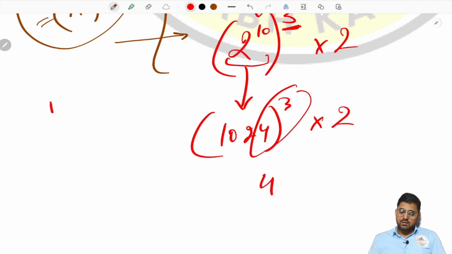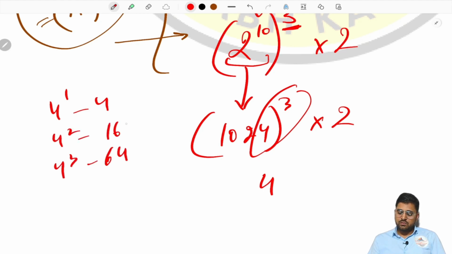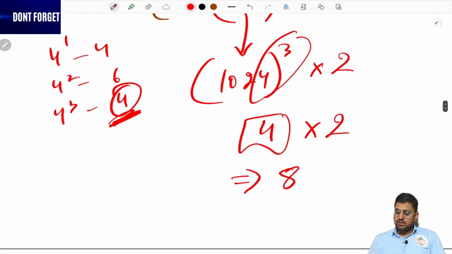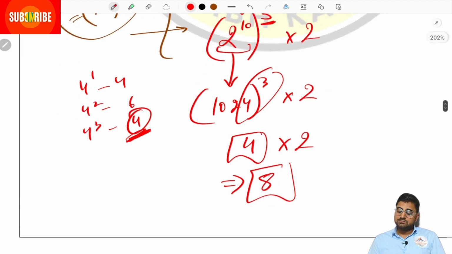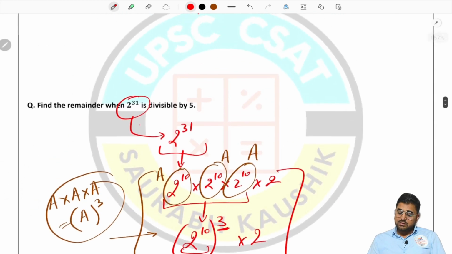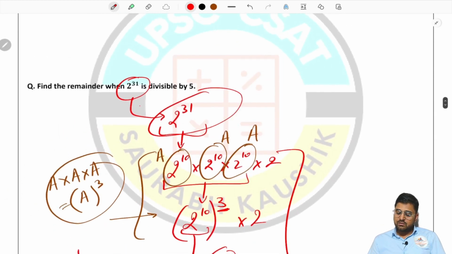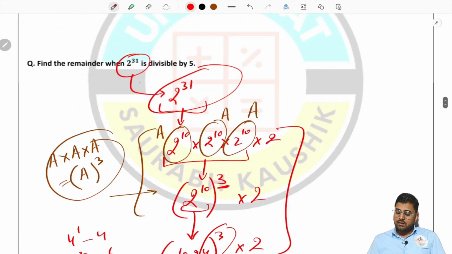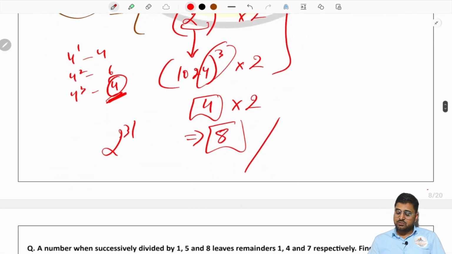See, 4 cubed is 64. Did we need this? No. Did we need this? No. We need only this, so we wrote 4 here. 2 is there, and it comes to 8. Now we got the 8. This is the last digit of this calculation. So we have calculated that the last digit of 2^31 is 8. Now we have to divide this number by 5 as the question asked, and you get the remainder 3.